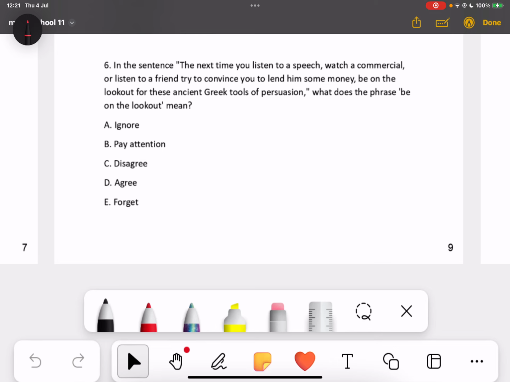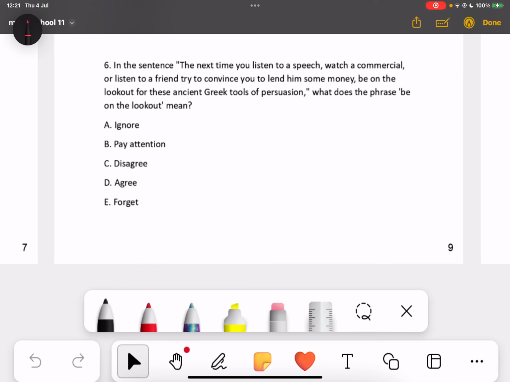And then 6. In the sentence, the next time you listen to a speech, watch a commercial, or listen to a friend try to convince you to lend him some money, be on the lookout for these ancient Greek tools of persuasion, what does the phrase be on the lookout mean?